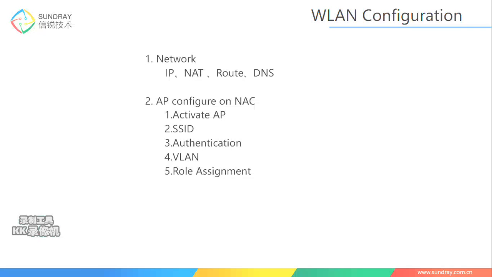And last, for the role assignment, if we're using portal authentication, there are two rules. The first one is the pre-authentication rule. For the pre-authentication rule, we will only allow DNS by default. This is for redirecting to the portal page. After authentication, we can set another rule, which is the rule assigned to the user. You can set policies like blocking applications or URLs. So this is the procedure for setting up the access point and SSID.